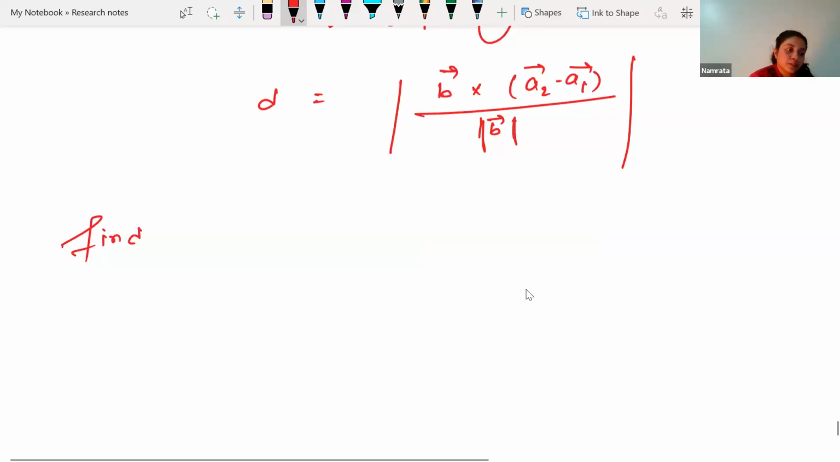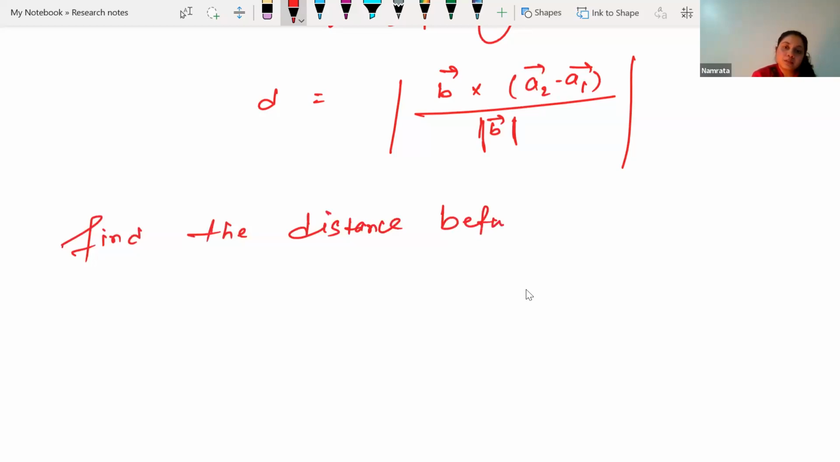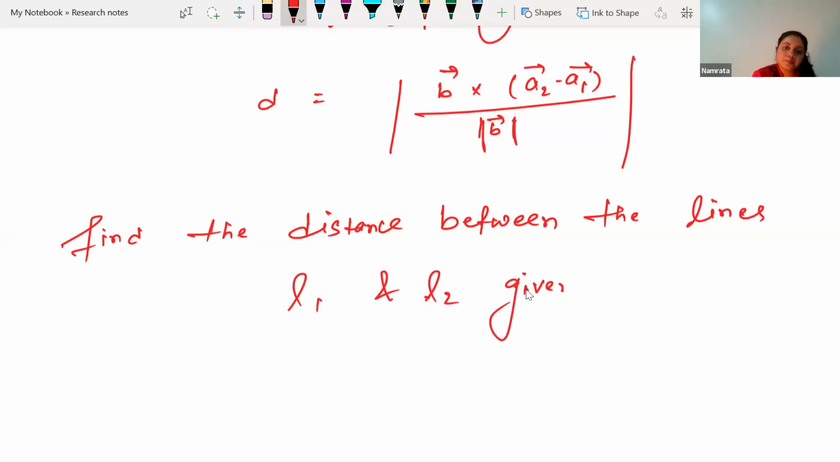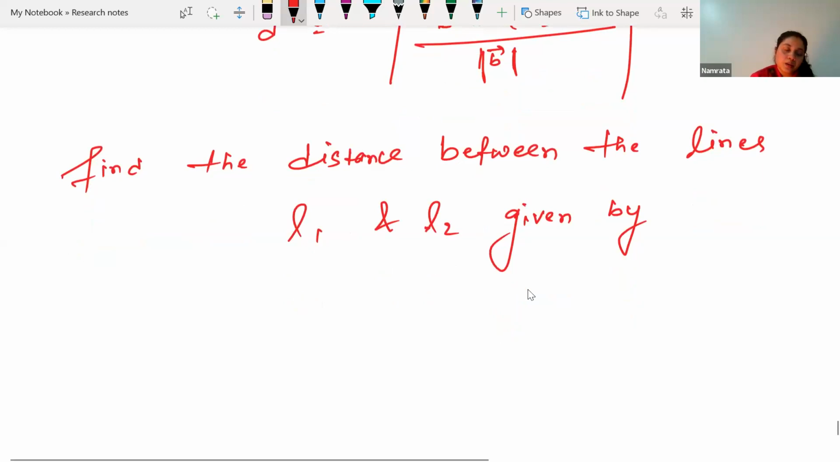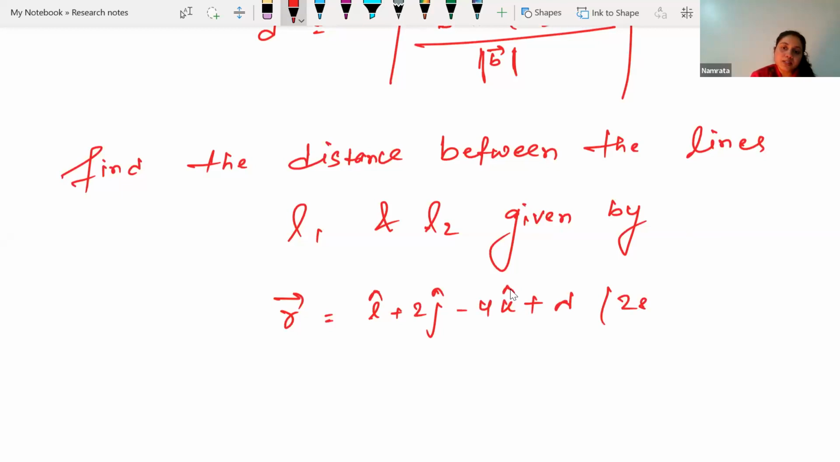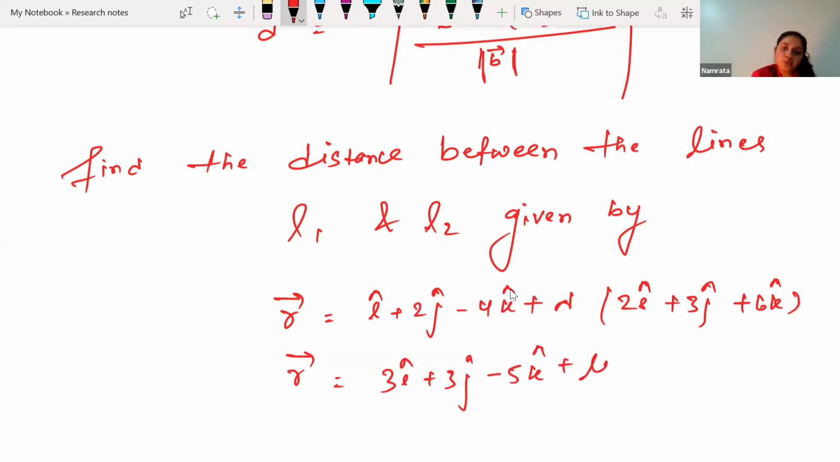Find the distance between the lines L1 and L2 given by r = i + 2j - 4k + λ(2i + 3j + 6k), and the other one is r = 3i + 3j - 5k + μ(2i + 3j + 6k).